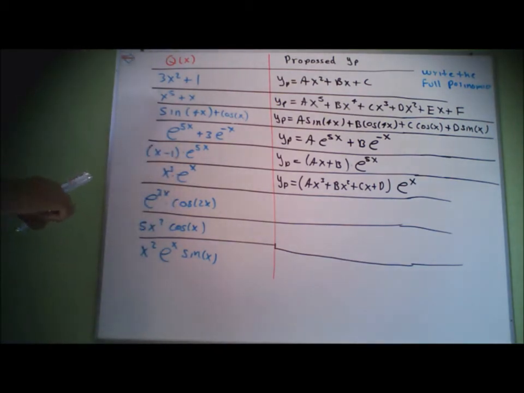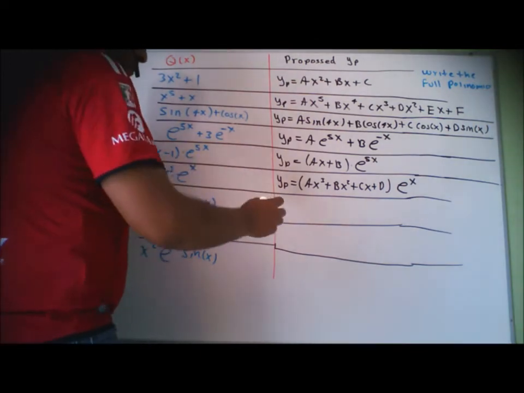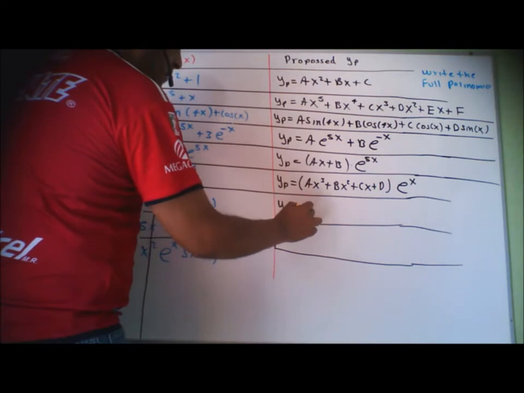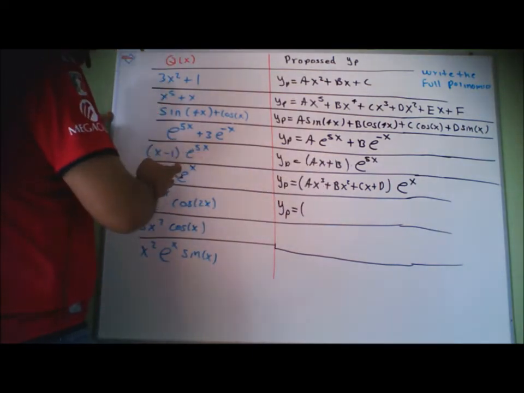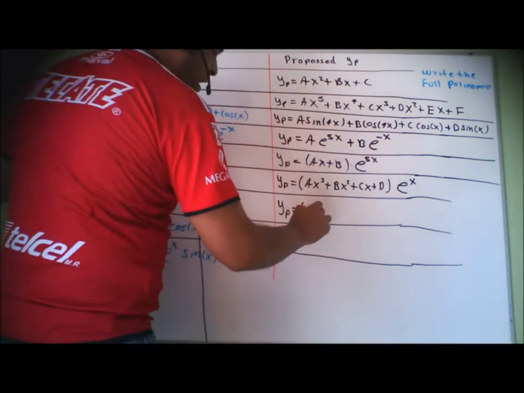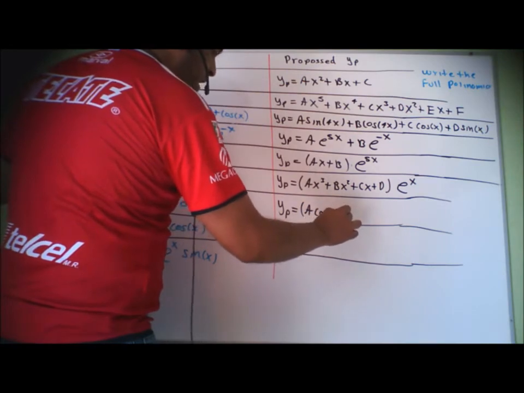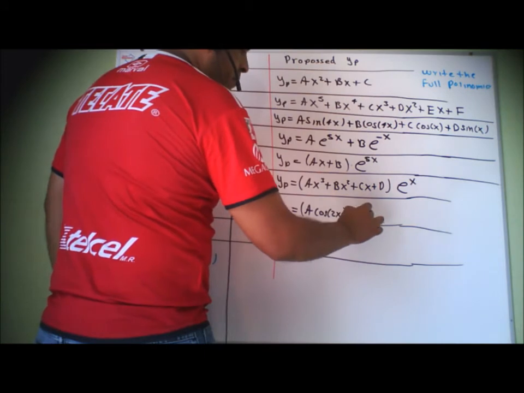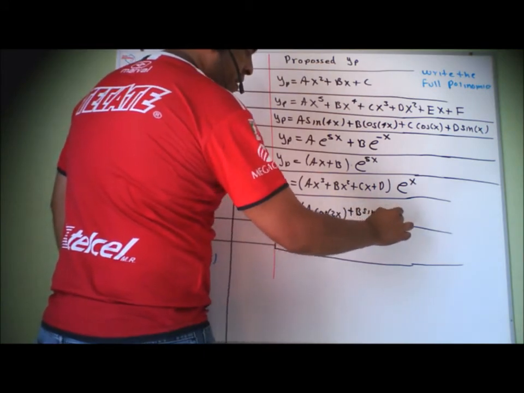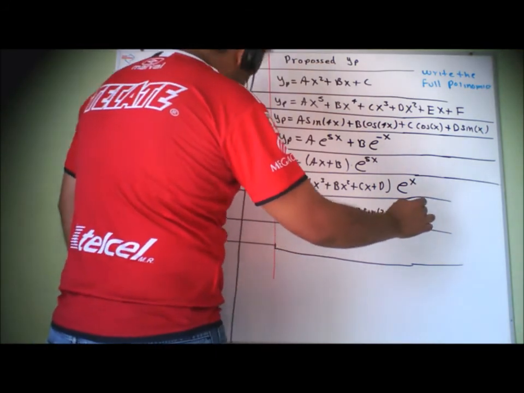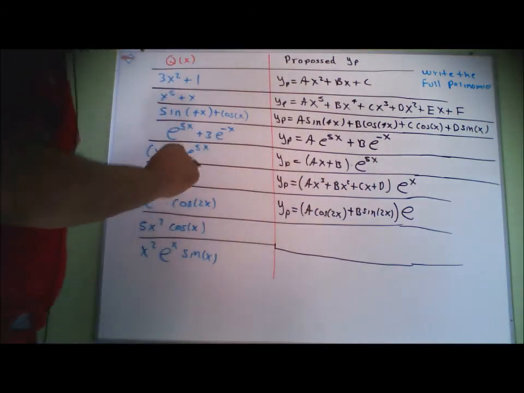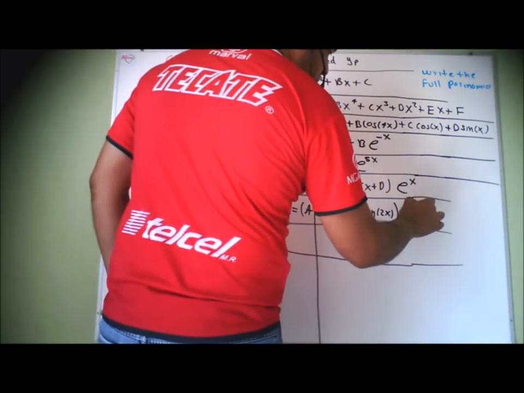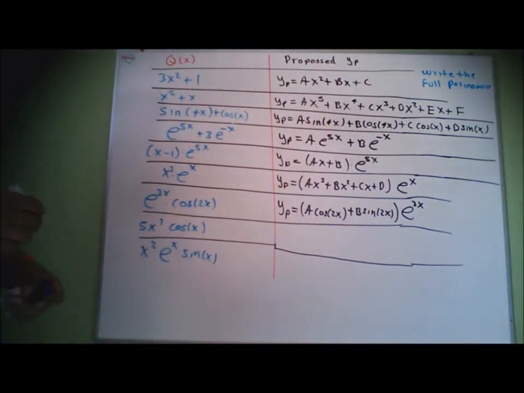Okay, so the proposed solution will be something like this. The particular solution is going to be very similar to the polynomial and the exponential. Here is going to be a cosine of 2x. Because you have the cosine, you have to write also the sine, plus b sine of 2x, and then times the exponential of 3x, sorry. Okay, so that is the proposed solution.